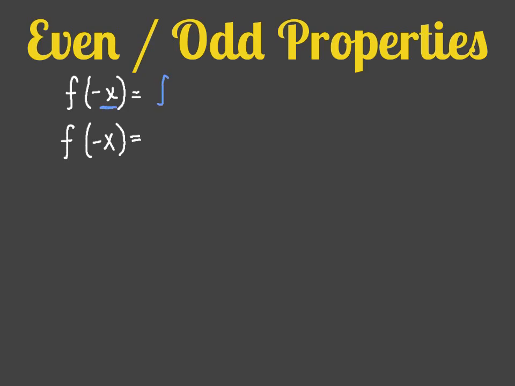And if we got out the same exact function, the original function, we knew that the function was even. And if we plugged in a negative x and we got out the negative version of the function, we knew that that function was odd. So we did these with lots of different polynomial functions. Now we can do it also with trig functions.